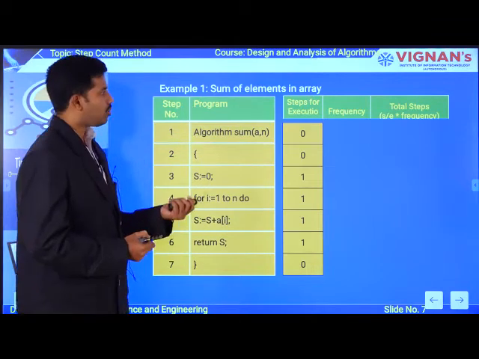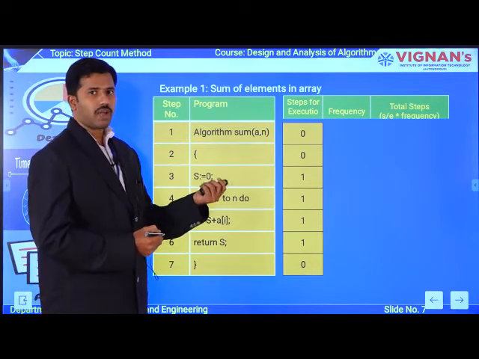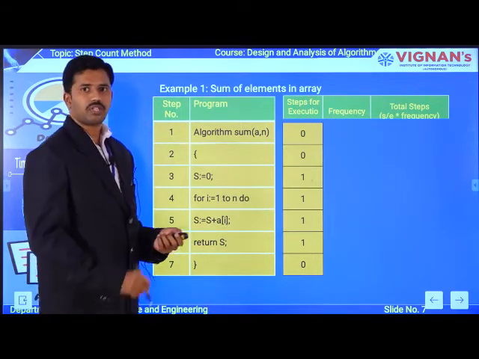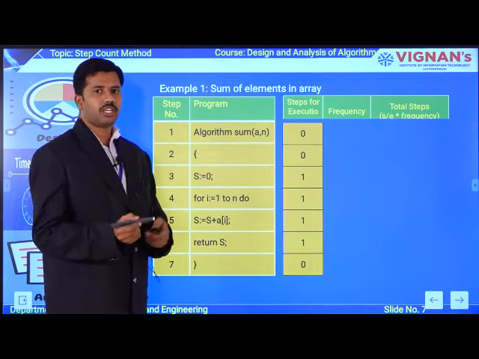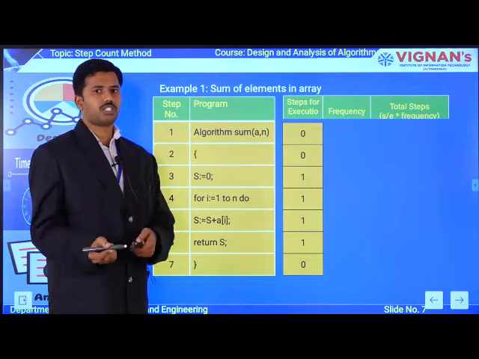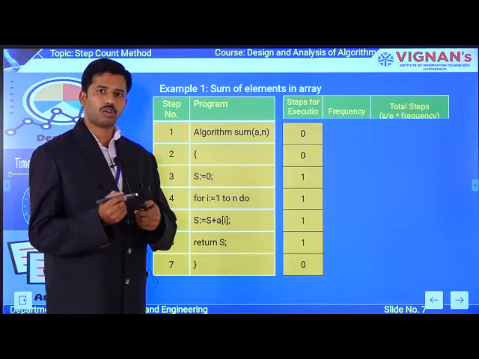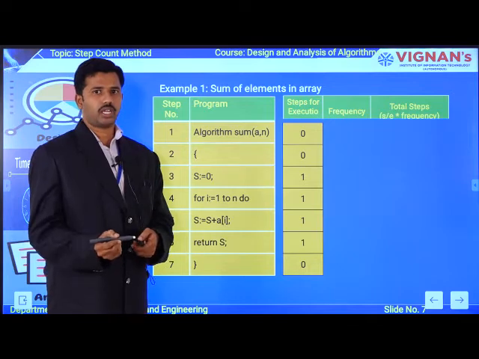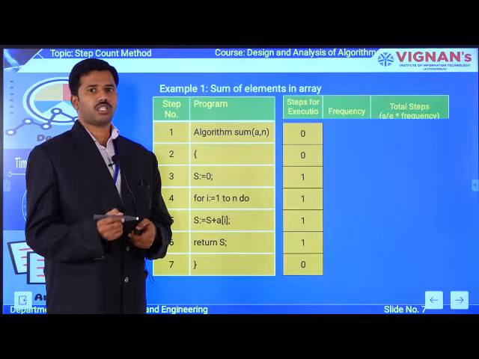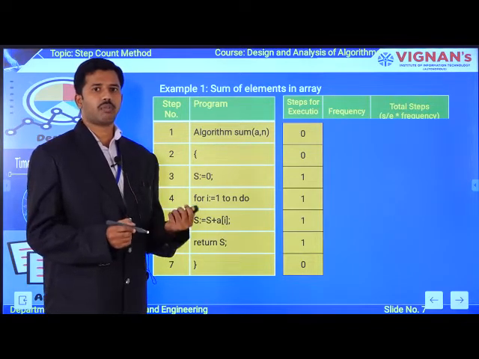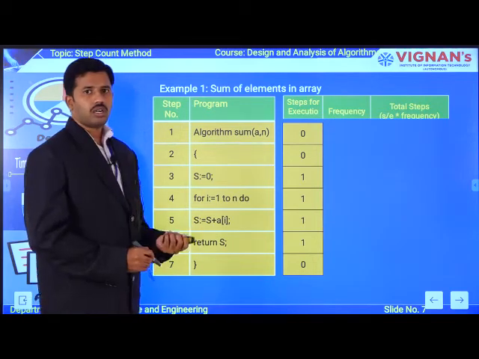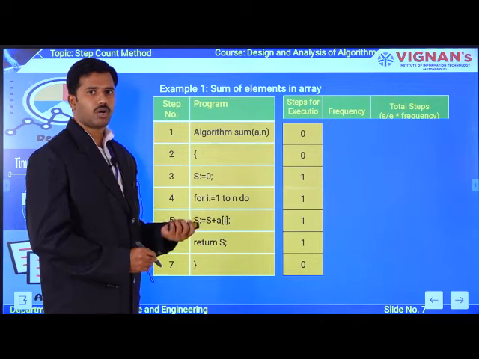Now can you tell me one thing? What is the value of the frequency when the step count value is 0? If the step count value is 0, it is simply a non-executable statement. So if it is a non-executable statement, ultimately the frequency also becomes 0. We are finding the frequency for the statements which have the step count value as 1 under parameter number 1.